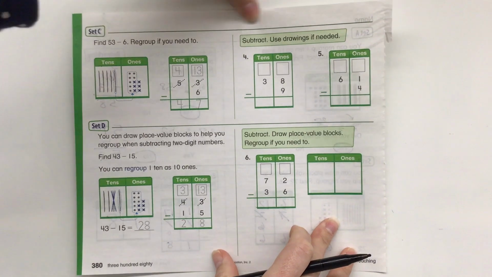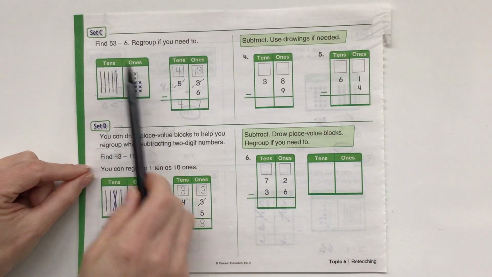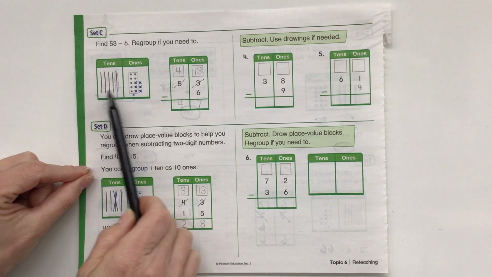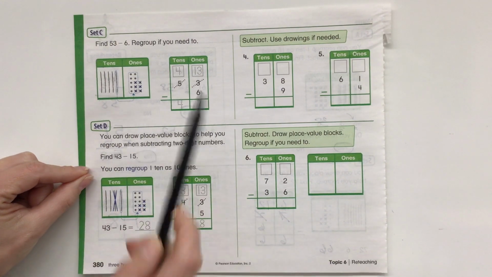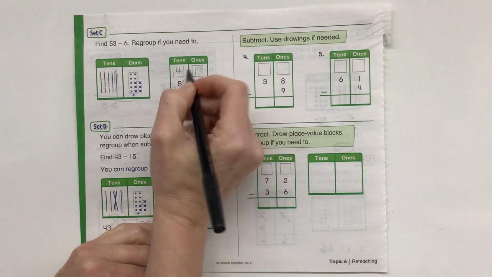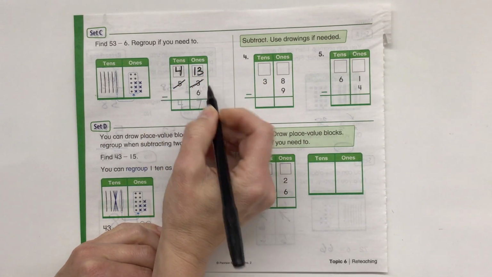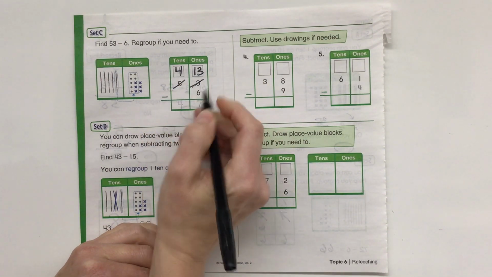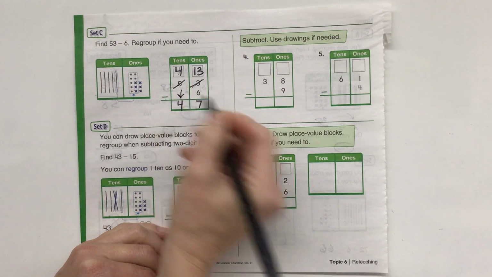All right. Let's go ahead and go to our back page here on to set C. Find 53 minus 6, regroup if you need to. Again, this shows the pictures of how to regroup them. We unbundle that bundle of 10s, add it there, and then we can cross them out. So 53 minus 6. 3 minus 6 doesn't work, so we have to regroup. That becomes 13. That becomes 4. 13 minus 6 is 7, and 4 minus nothing is 4. It just drops straight down.